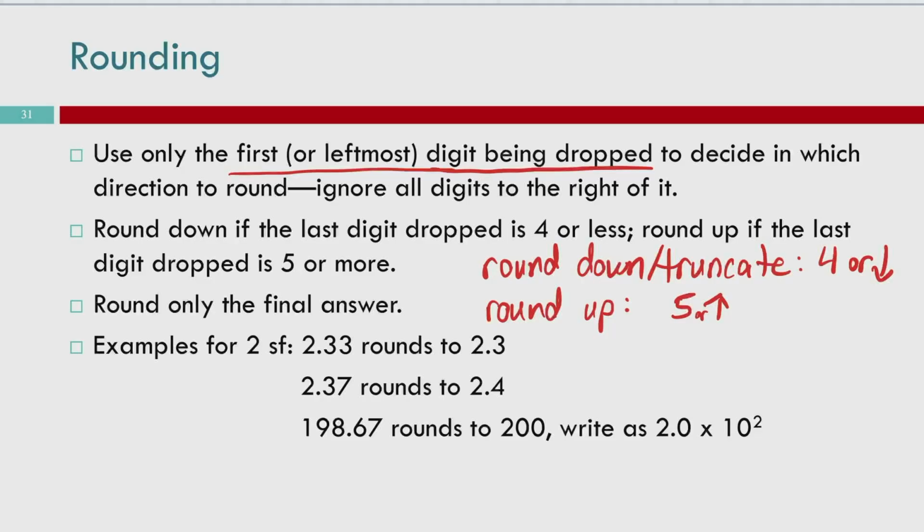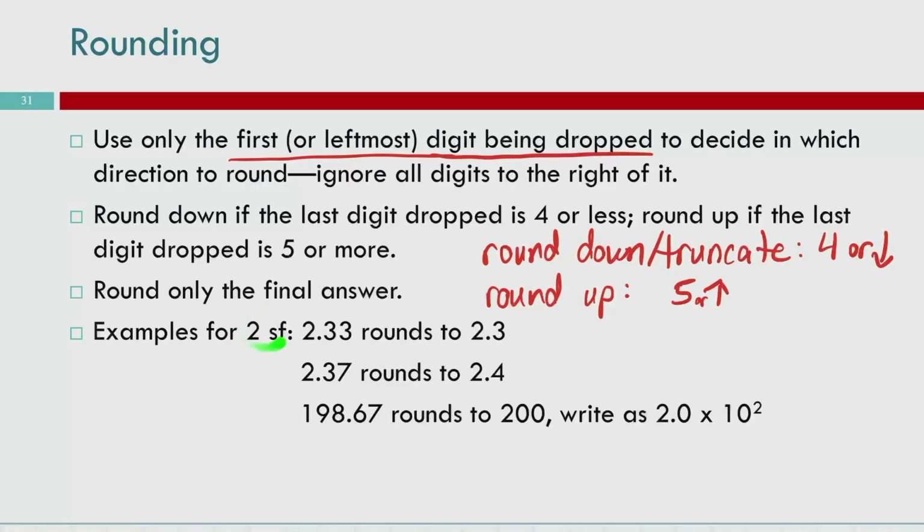We're only going to round the final answer, except in labs where we'll round anything that goes into a data table. So examples, rounding these for 2 significant figures, 2.33. The 3 says that we round down. 2.37 rounds to 2.4. The 7 is 5 or greater, so it tells us we round up.